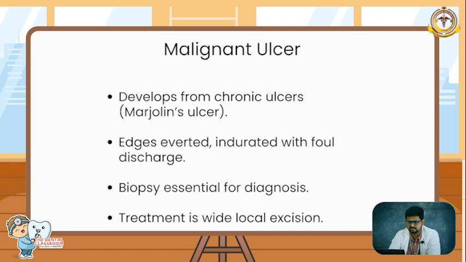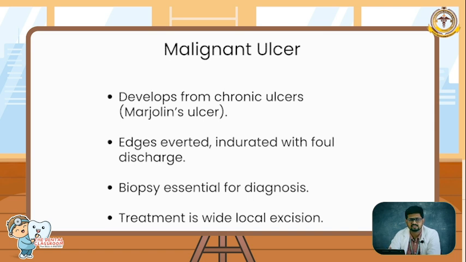A malignant ulcer develops from a chronic ulcer, for example a marginal ulcer. The edges are everted and indurated, with a foul discharge. Biopsy is essential to confirm the diagnosis, and wide local excision is the treatment option.